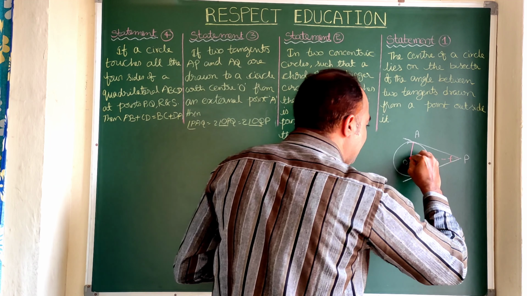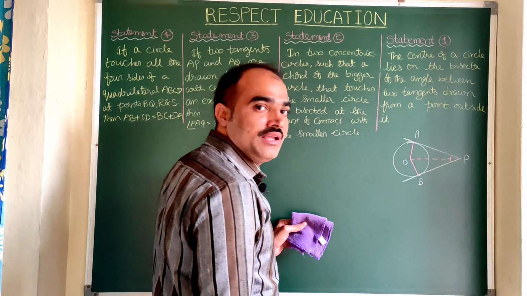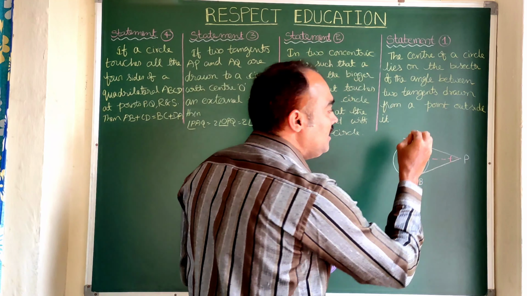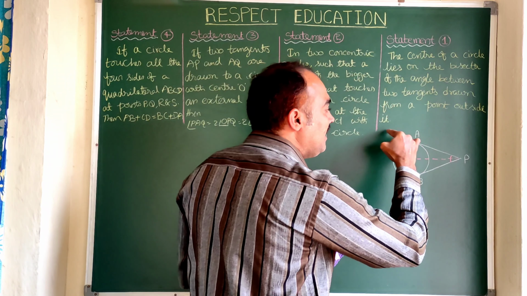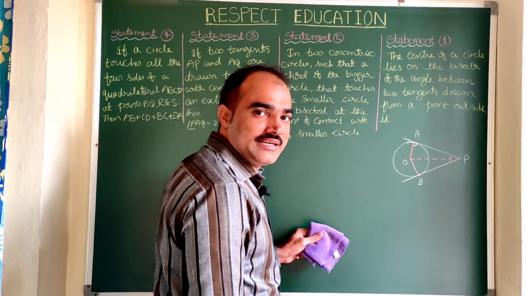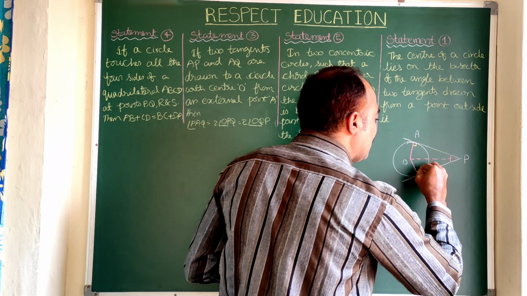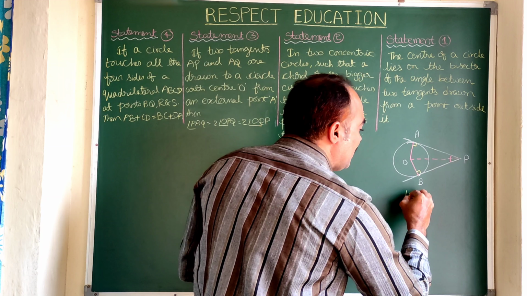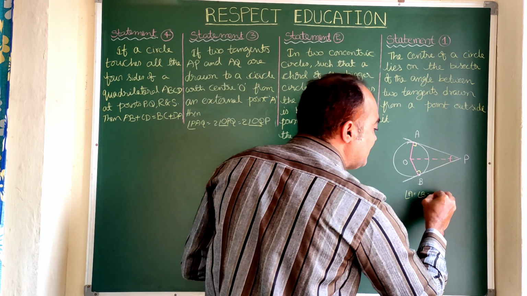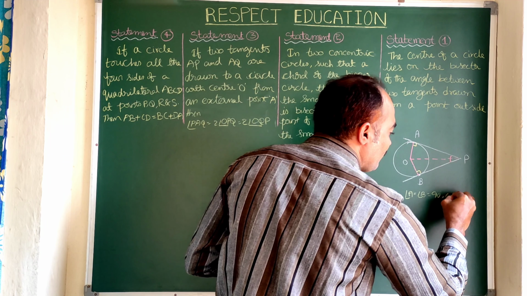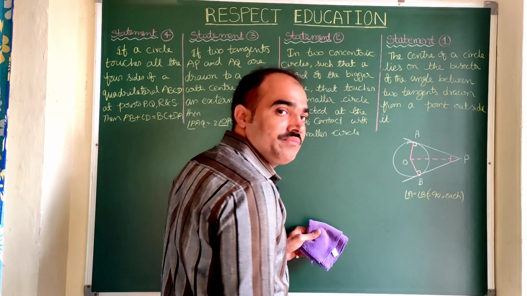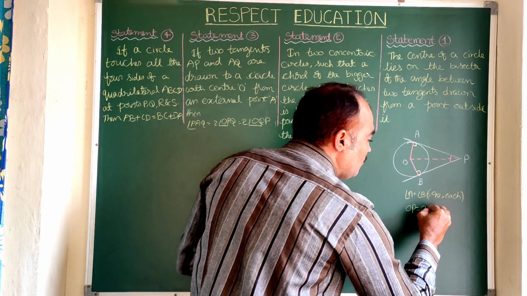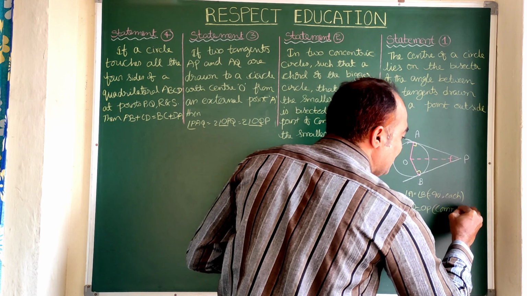So let us see here how to get it. As we know that angle A is 90 degrees because the angle between the radius and the tangent at the point of contact is 90. Similarly, angle B is also 90. So angle A and angle B both are equal to 90 degrees each. Right. Now here OP is the common side. OP is equal to OP.